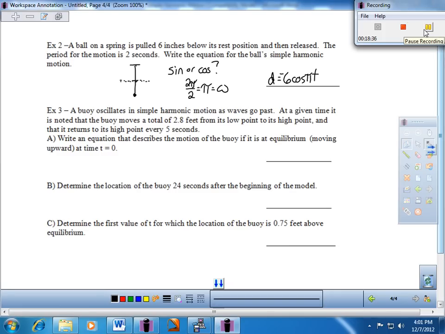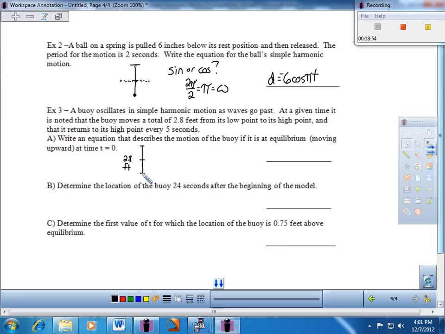Well, let's see how you did. The first thing I did with this is sketch it out: the buoy at the low point, going up to the buoy at the high point, and the distance between those two is 2.8 feet. Then right in the middle, which is our equilibrium, we're going to have that be 0. What that means is it's going to be 1.4 feet up and 1.4 feet below. So that's how I'm seeing the simple harmonic motion here.